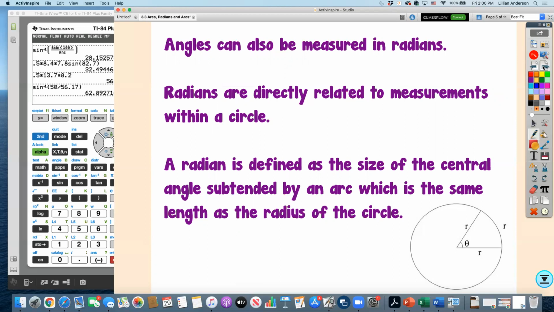So what is a radian? A radian is actually, one radian is about 57 degrees, essentially. If you think about it, pi is what, roughly?